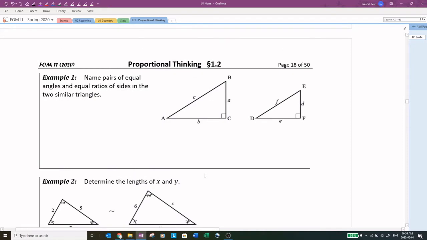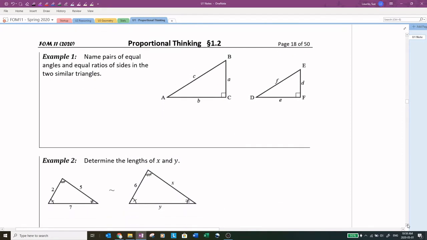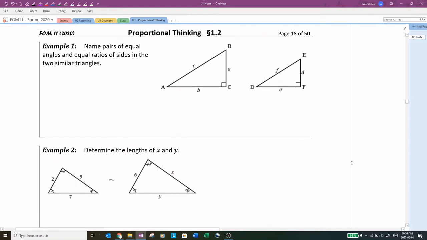Okay, let's do some examples. The first questions in your assignment are like this, and don't come and ask me how to do it, because I'm going to tell you now, okay? It says, name pairs of equal angles and equal ratios of sides in the two similar triangles.